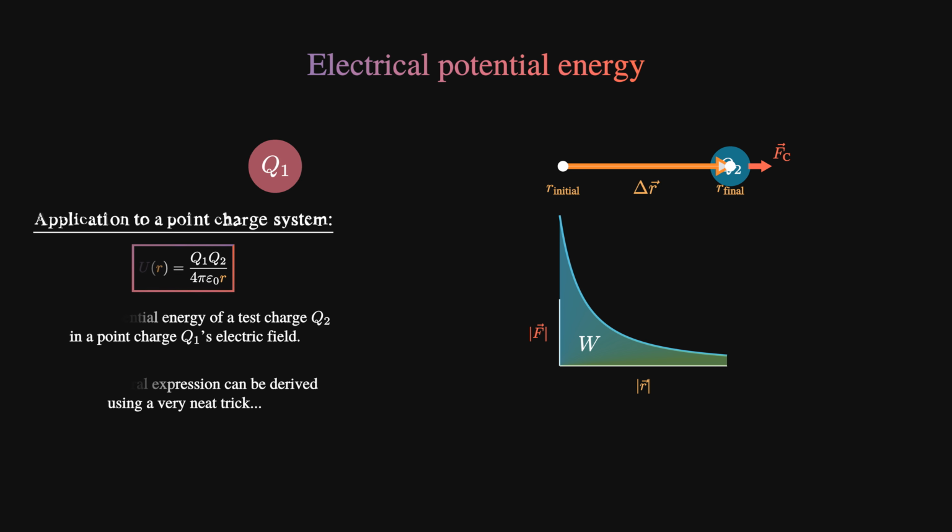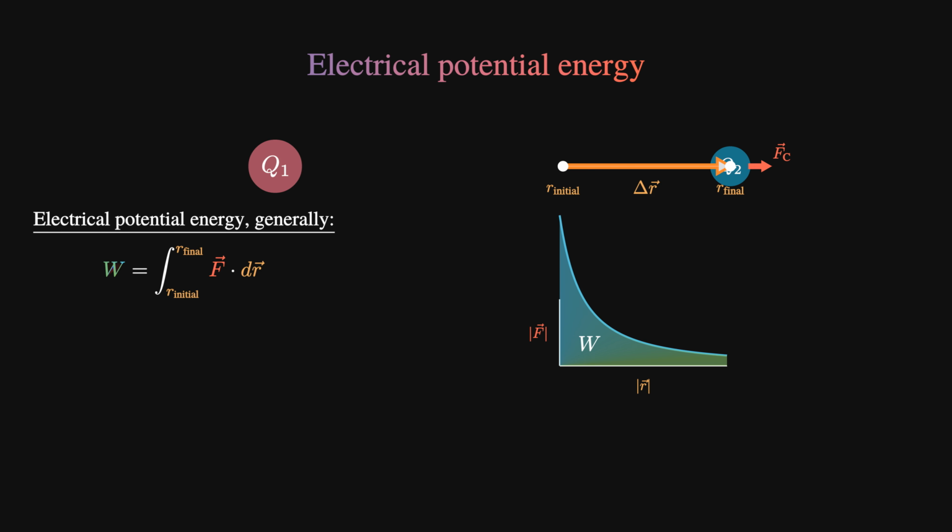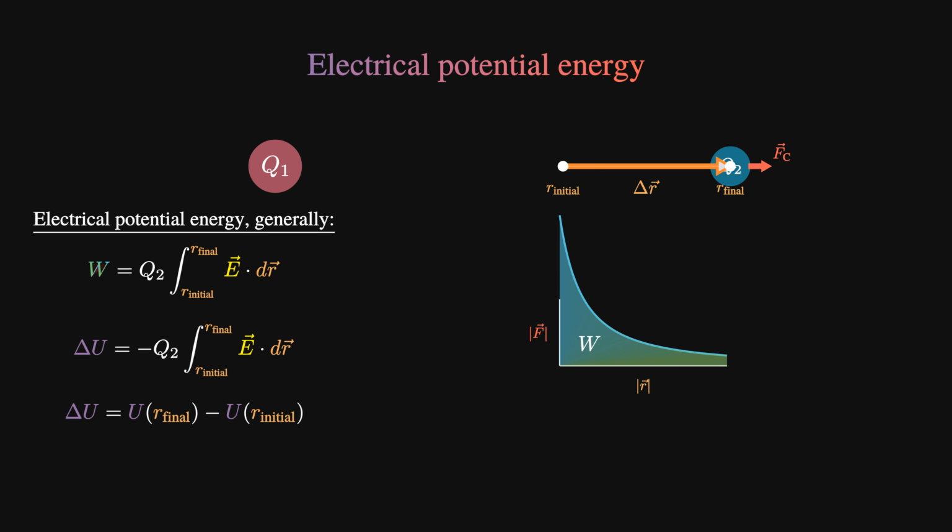Firstly, let's return to our expression for the work done, which is just the integral of F dot dr. If you remember from the last lecture, we can also write the force as the test charge Q2 times the field E at that point. We can therefore write the work done by an electric field as Q2 times the integral of E dot dr. We can write the change in electrical potential energy as simply minus this. Now, delta U is just the potential energy at R final minus that at R initial.